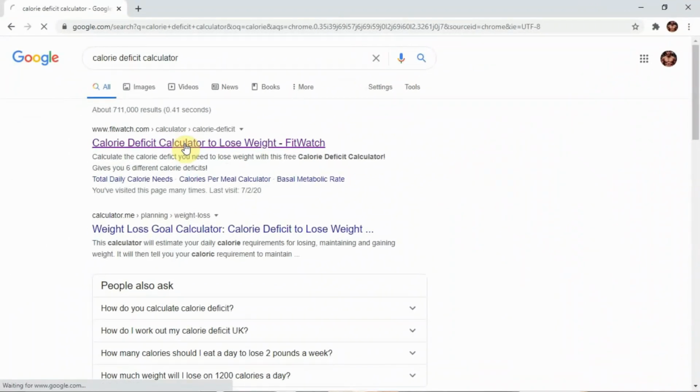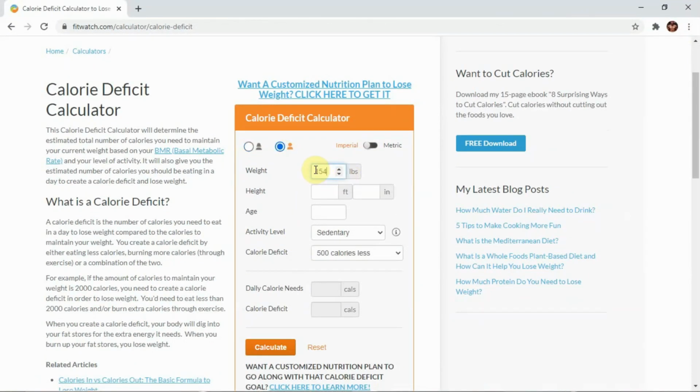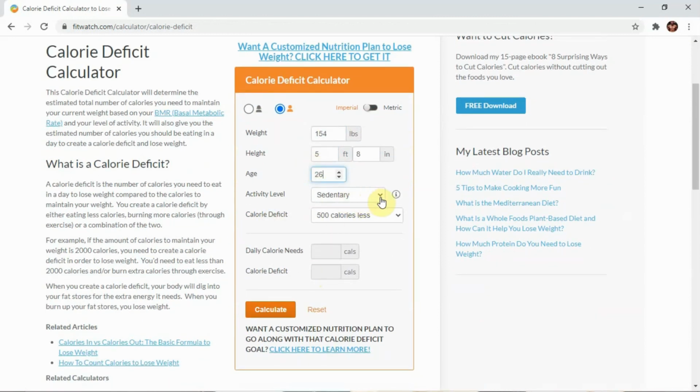After understanding these simpler terms, we can now calculate the amount of calories we require in a day to maintain our current weight or lose weight. In order to do so, we can simply visit Google and look for a calorie deficit calculator or basal metabolic rate calculator. Fill in your current weight, height, and how active you are in a day, and you get a rough idea about the amount of calories you require in a day to maintain your current weight or lose weight.